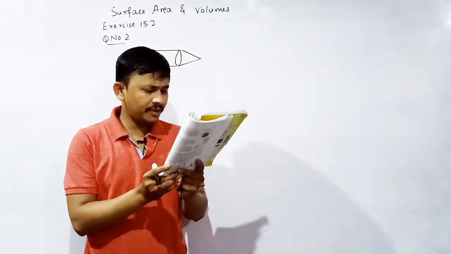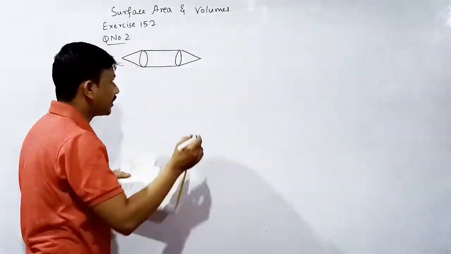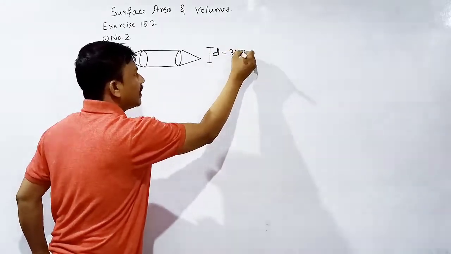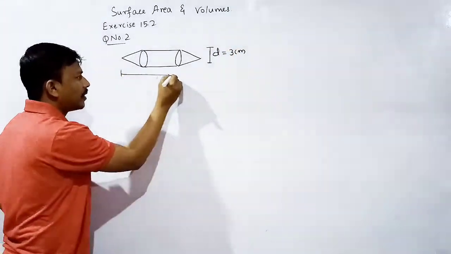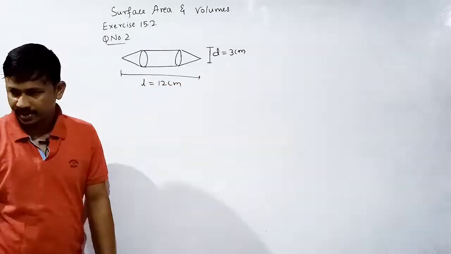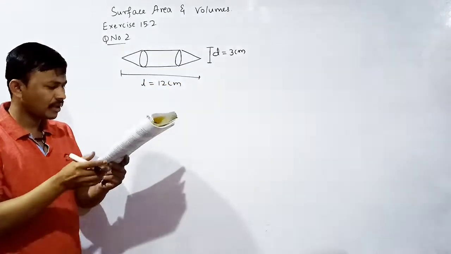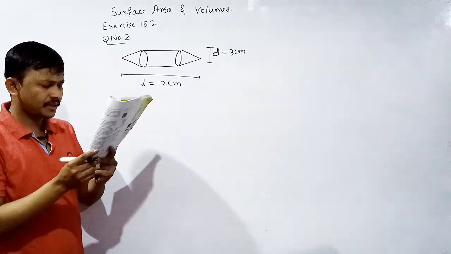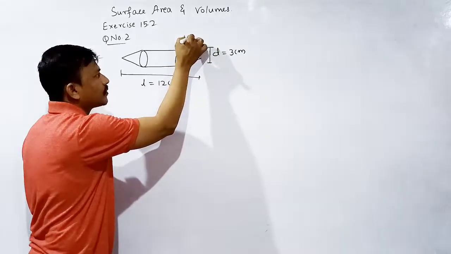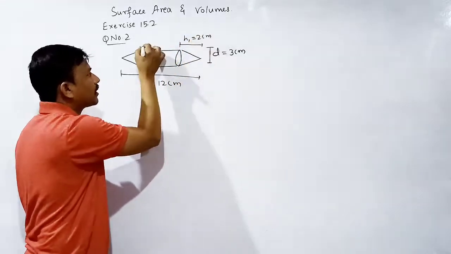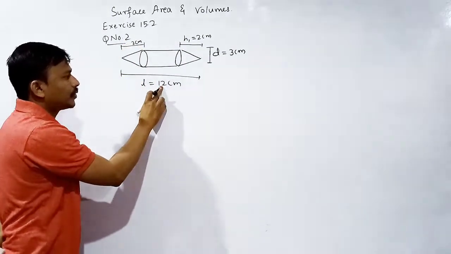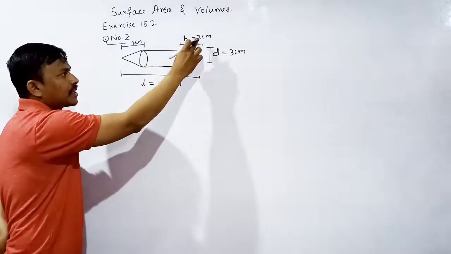The diameter of the model is 3 centimeter. What is the diameter? Diameter D is equal to 3 centimeter. And the total length of the model is 12 centimeter. Correct? Okay. Then if each cone has height of 2 centimeter, what is the height of the cone? H1 is equal to 2 centimeter. It is also H1 only, 2 centimeter. 12 minus 2 is 10. 10 minus 2 is 8.